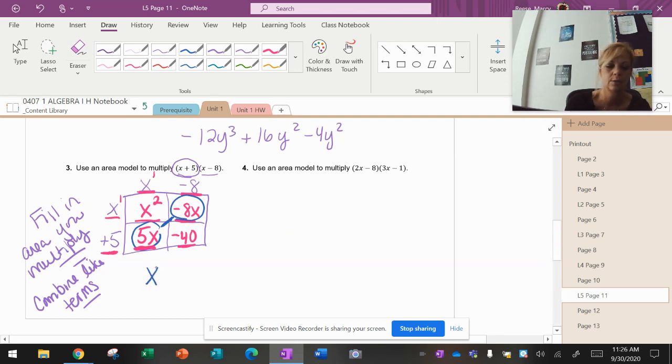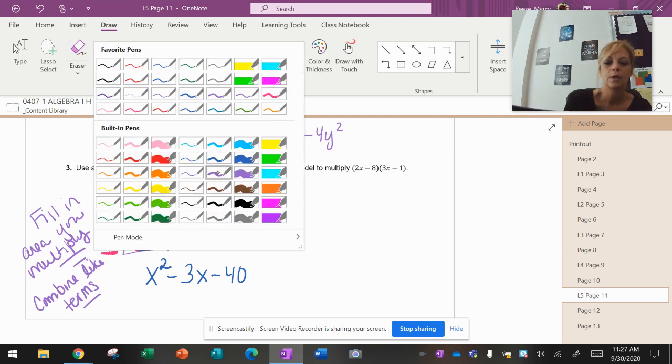We're going to write the x squared first because that's the highest exponent. Then I'm going to take that 5x and that negative 8x, and I'm going to put them together. So 5x minus 8x is negative 3x. And then the negative 40 just goes along down right there at the bottom. Okay? So literally, we looked at every little block in the area, the square, and we combined like terms and wrote it in standard form. Okay? Let's do another.